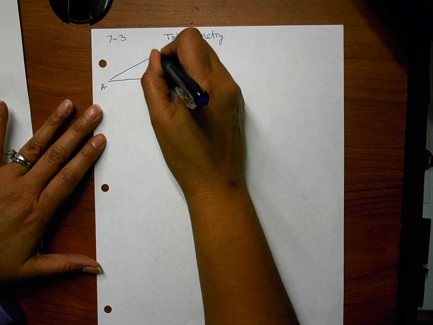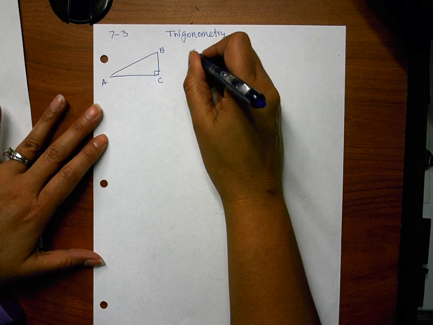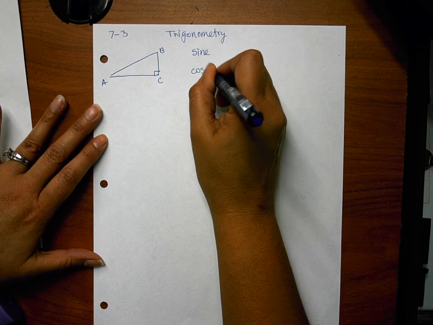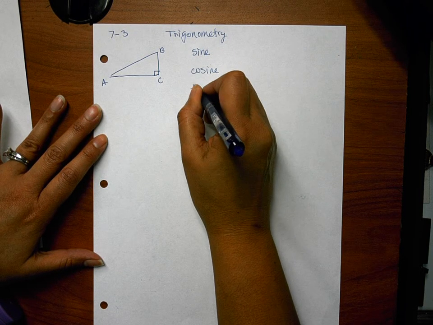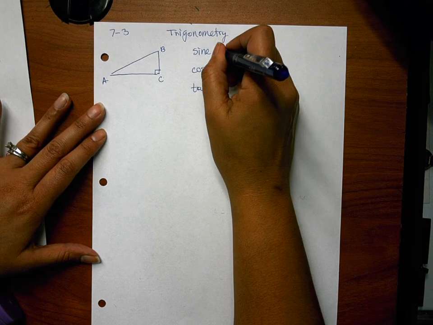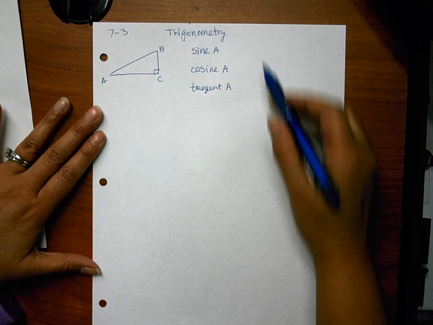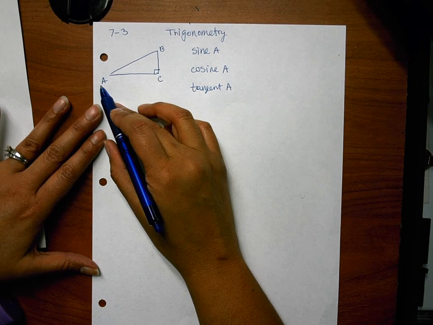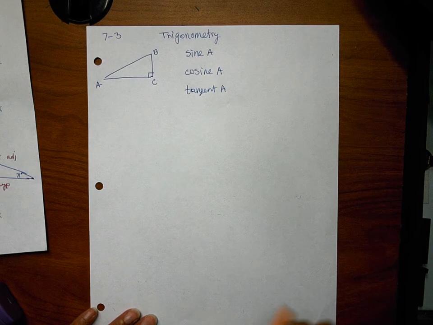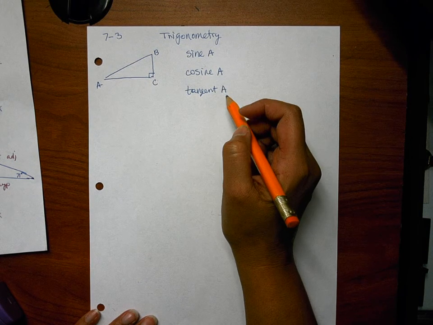I'm going to label this A, B, C, right triangle, and we're going to talk about the function sine, the function cosine, and the function tangent. All of these are functions, which means they don't work alone. It's sine of A, cosine of A, tangent of A. Now, it's always going to be of an angle, tangent of A or cosine of B. You're always working with an angle, never a side, when you're working with regular sine, cosine, and tangent.